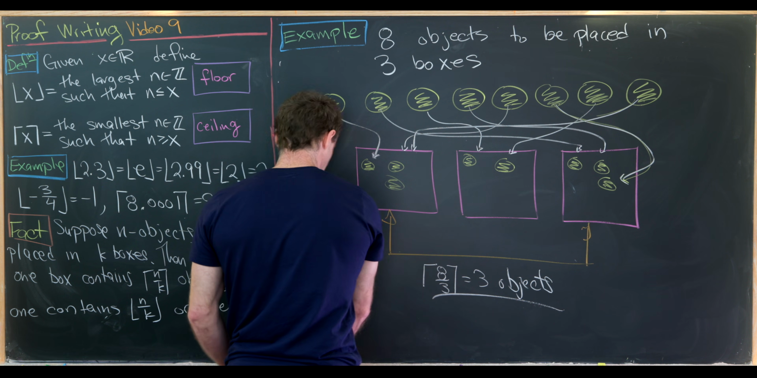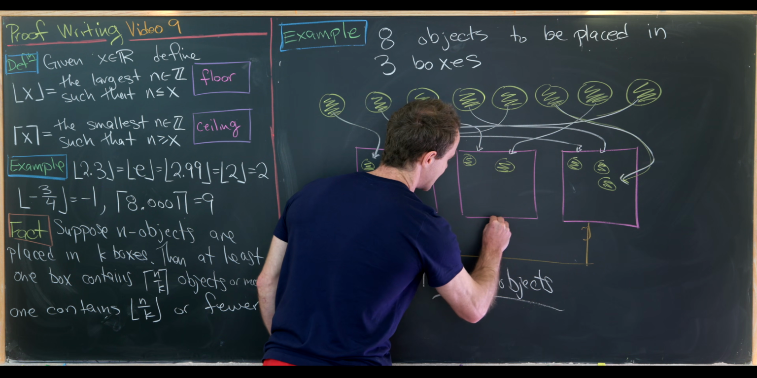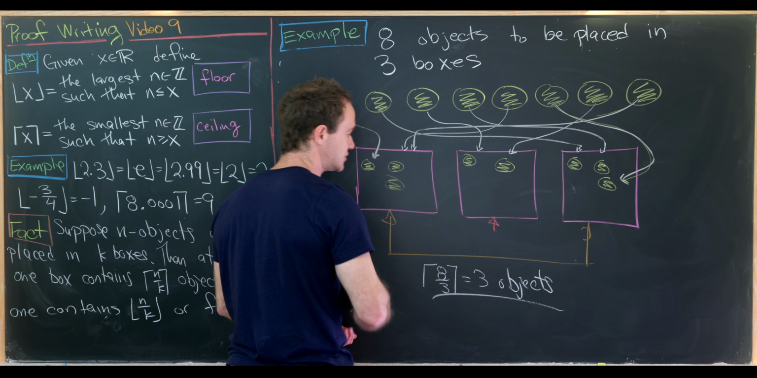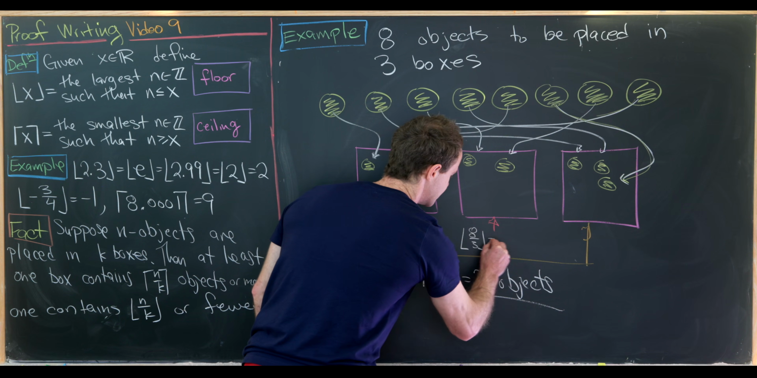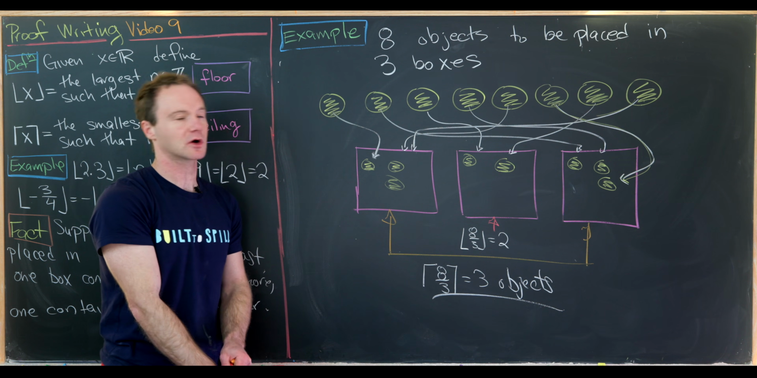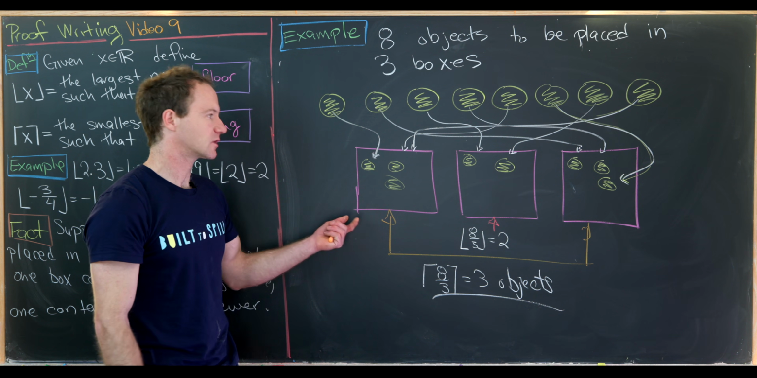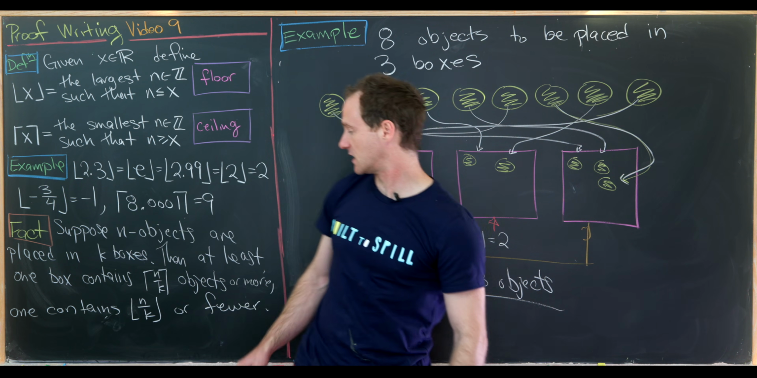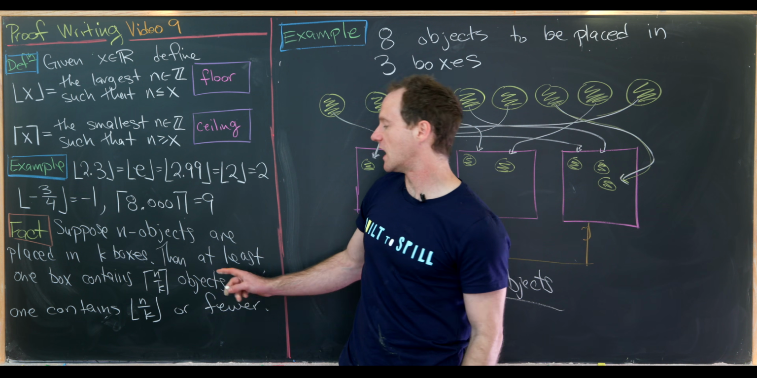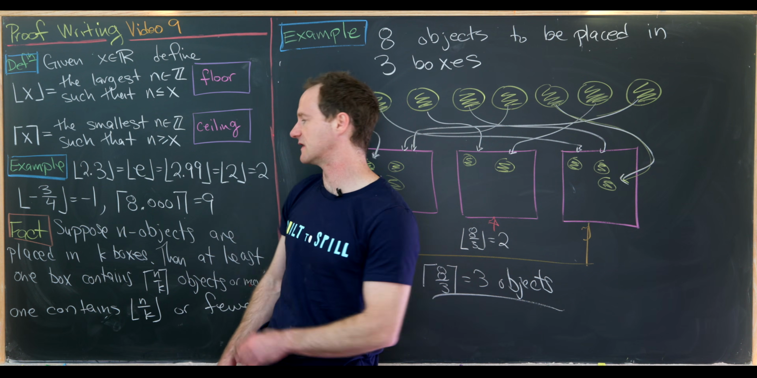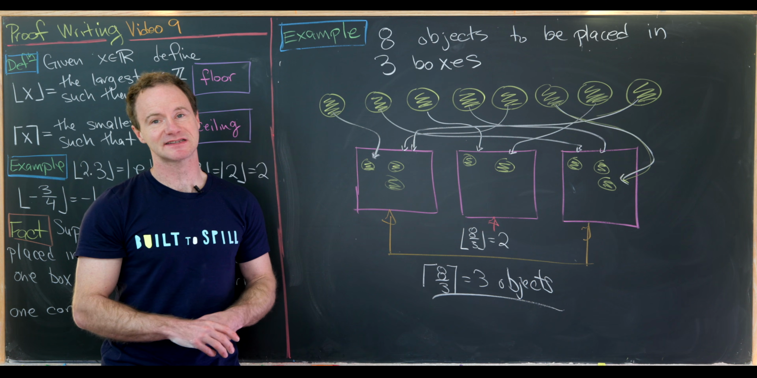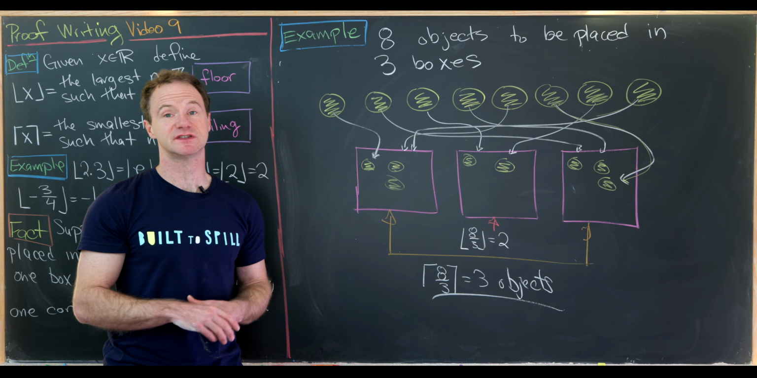And now let's look at what we have right here. This has 2 objects, and 2 objects is the floor of 8 over 3. So this one has the floor of 8 over 3 or 2 objects. And we're guaranteed for a box to have that many objects or fewer, again, by this portion of our fact. Okay, so now that we've investigated this fact, let's look at the classical pigeonhole principle and then do several examples.